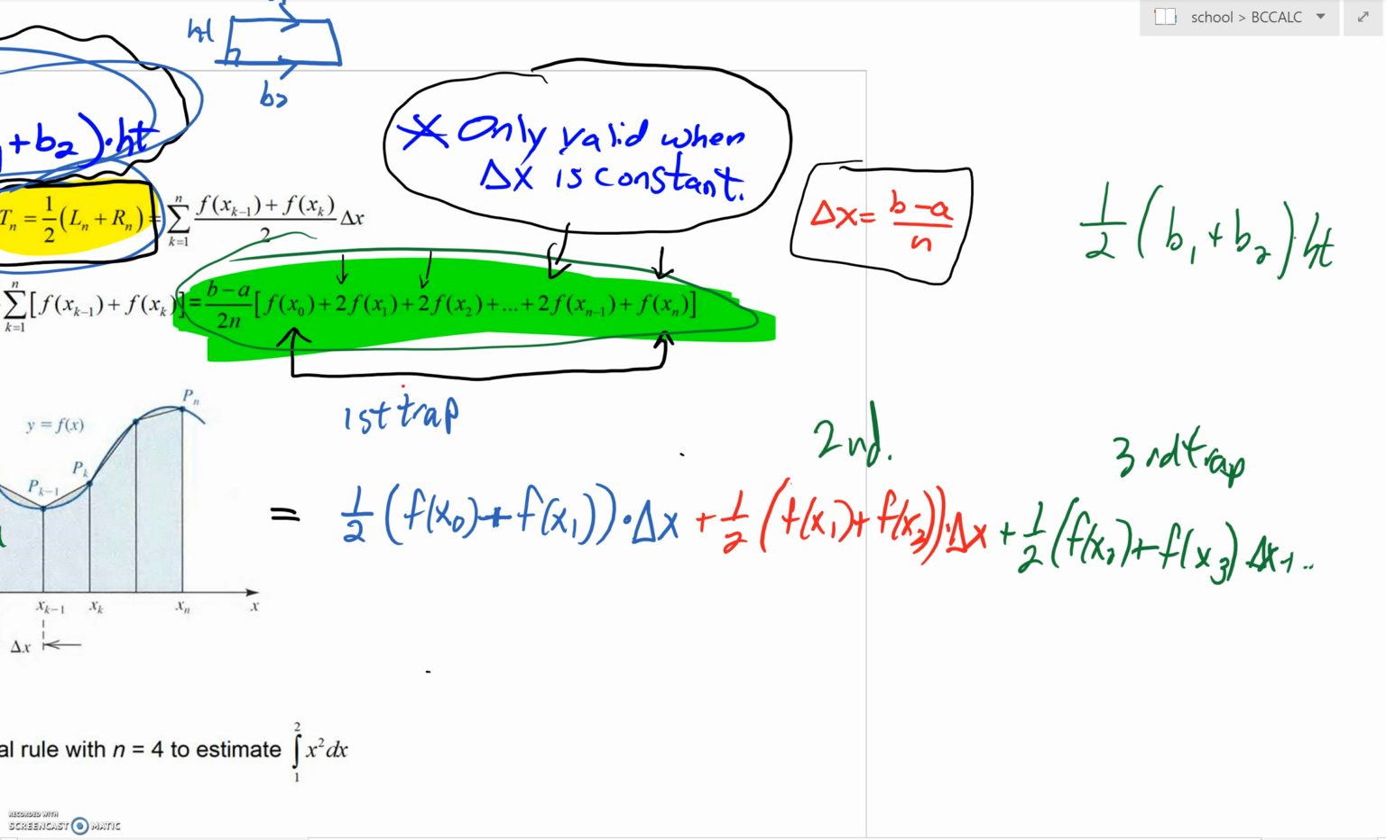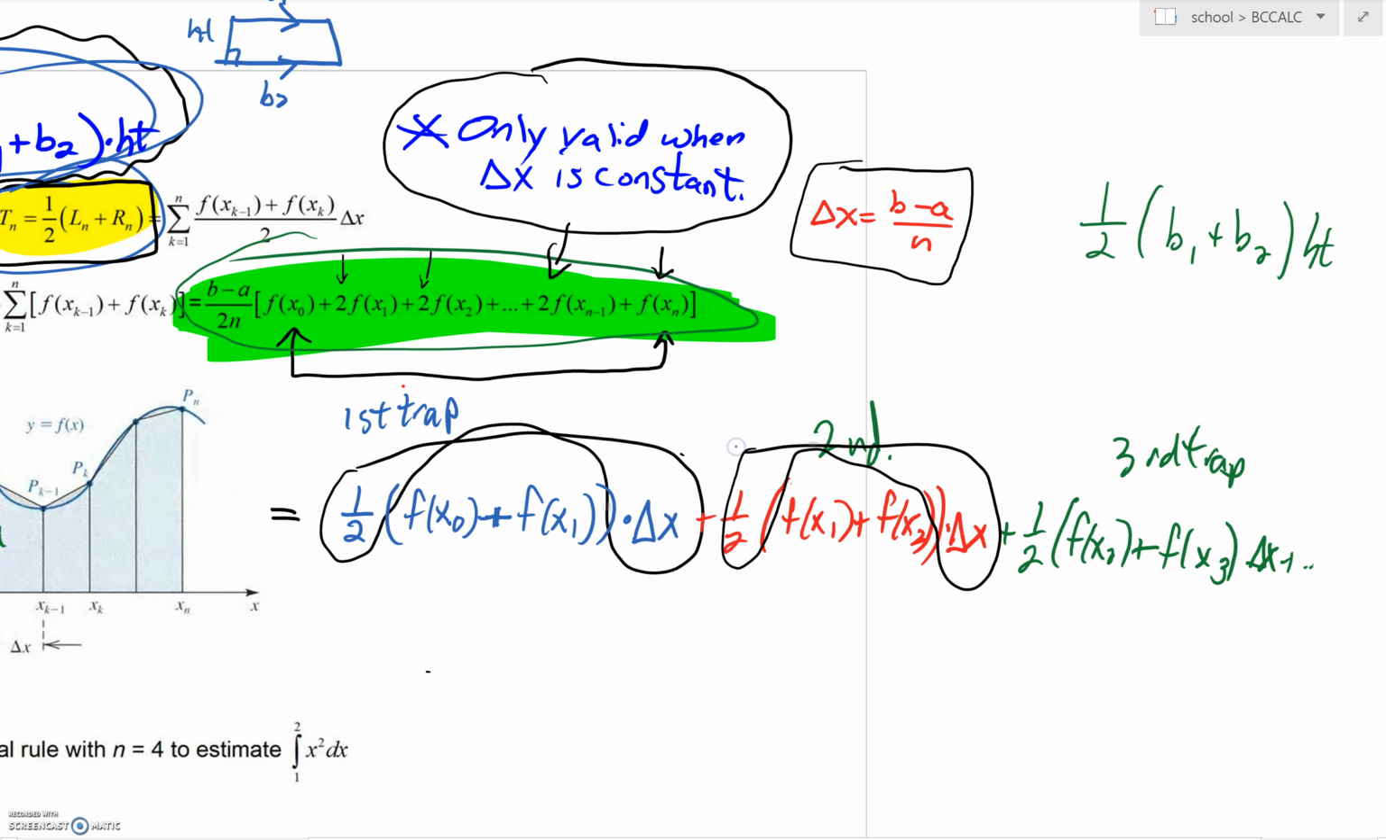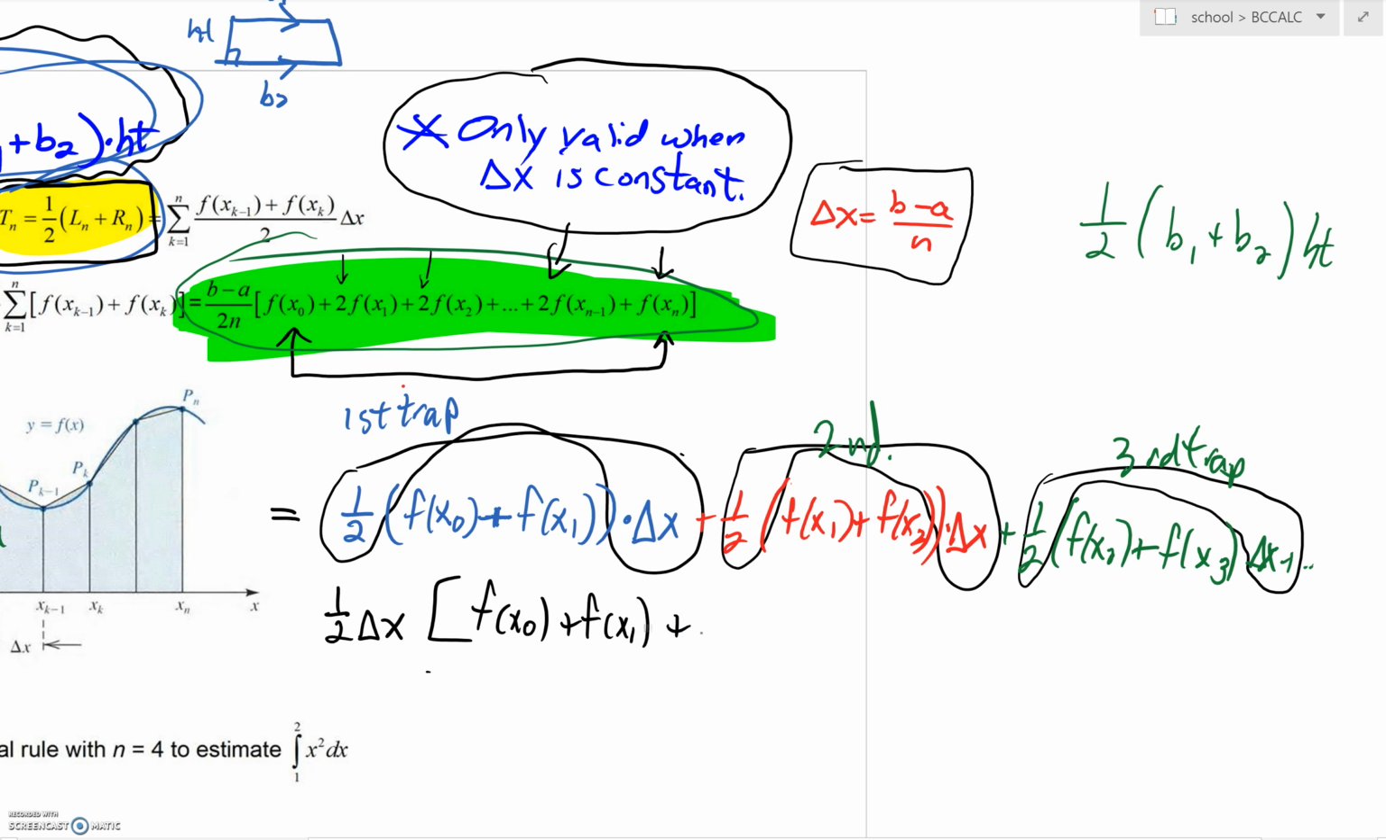multiplied to the height, or the distance between the bases. One thing that I do want to point out to you is each and every one of these areas will have a 1/2 and a delta x. So we could factor that out. And what would that leave us with? Well, an f of x naught plus f of x1 for my first trapezoid. Here's my second trapezoid. Oh, look at this, an f of x1 plus an f of x2.